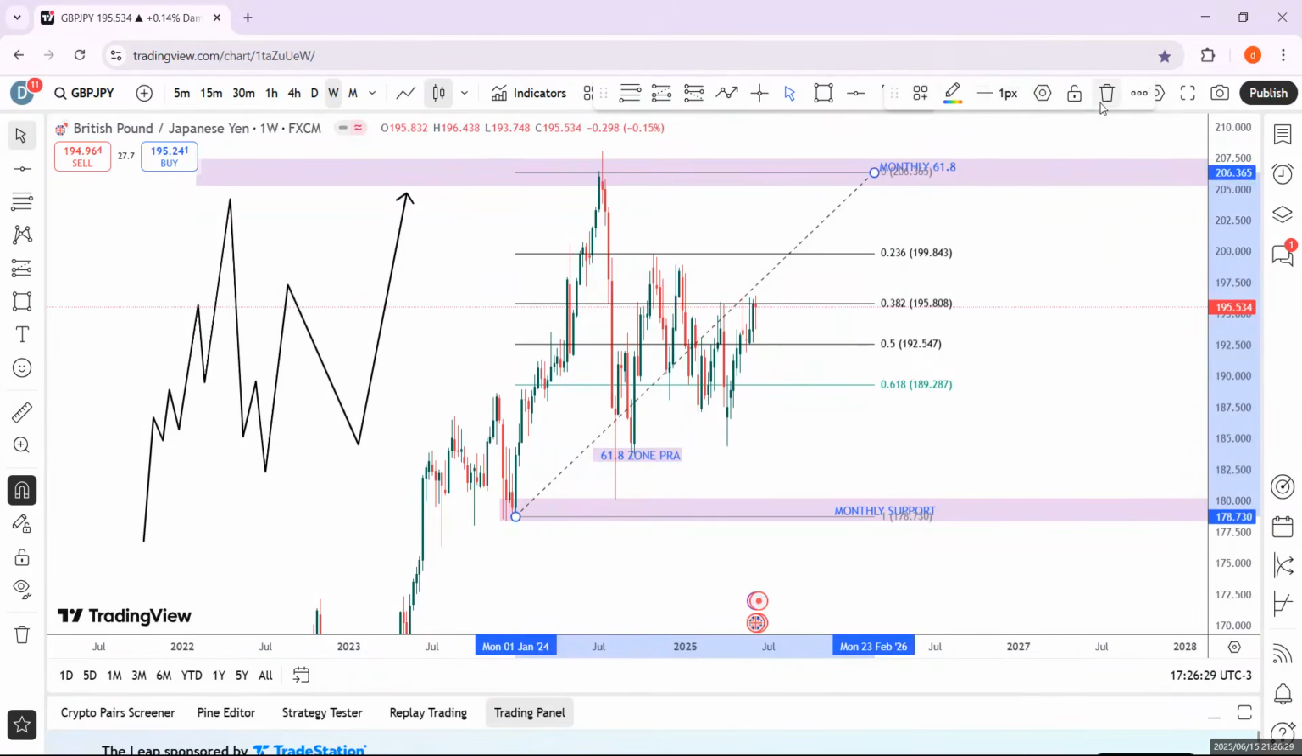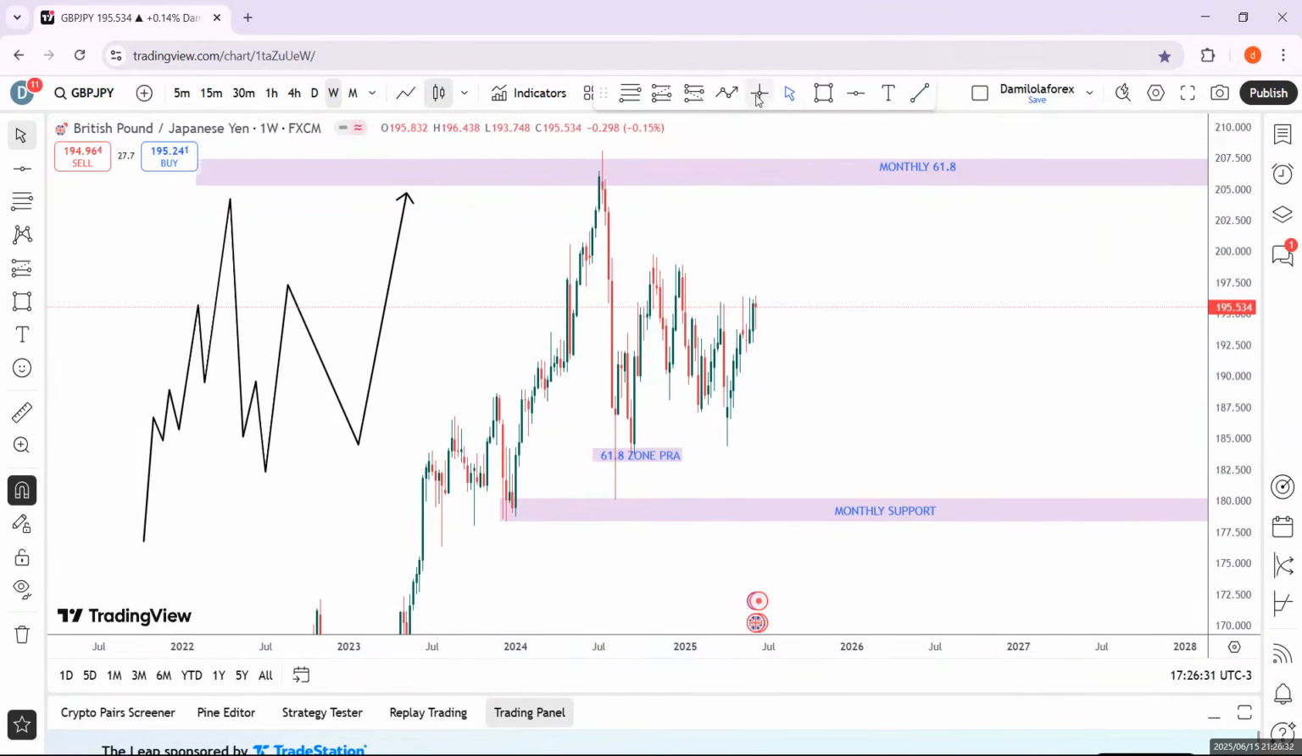What happened at the 61.8 zone PRA? Remember that the entire structures that brought prices down for the retracement, this is the last lower high here. This is the last lower high. Then prices made a push. Then prices broke the last lower high. A clear break of structure has occurred. Okay, the last lower high, as we can see right here, got broken. This was where it got broken.